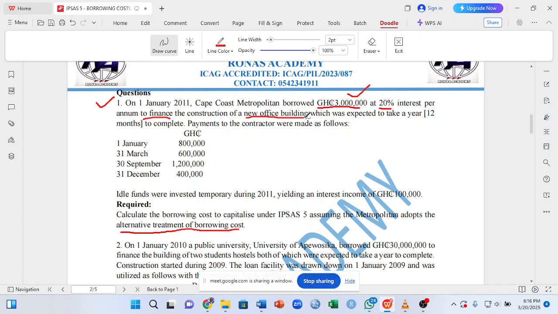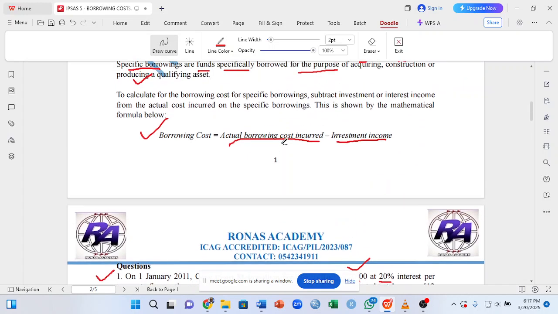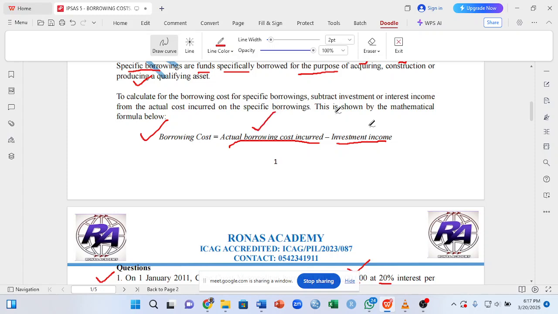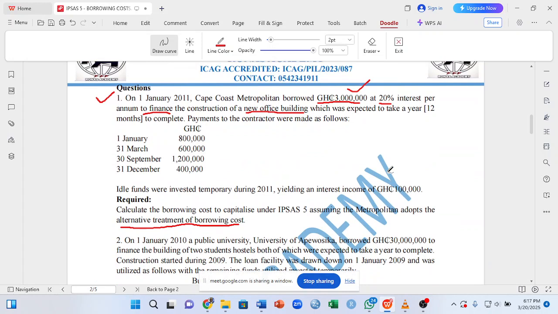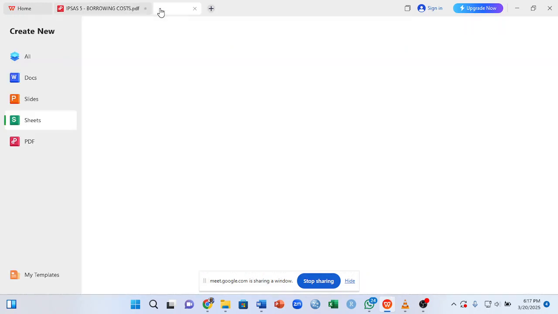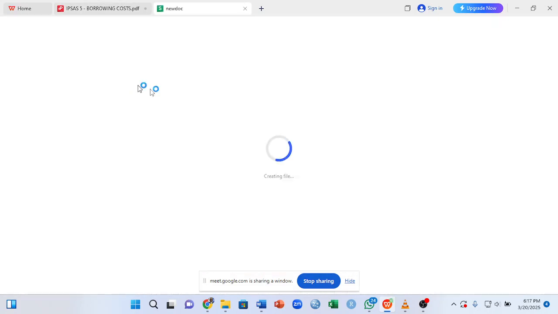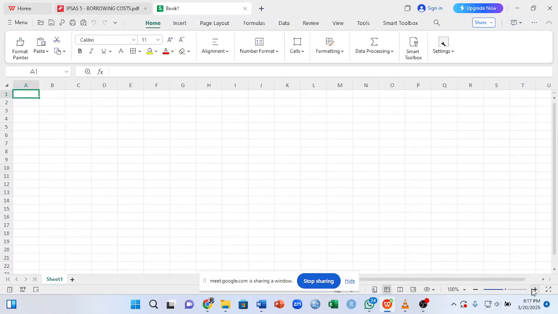So now once we know that we are dealing with specific borrowing, the next thing is for you to know the formula. Remember we said with specific borrowing, the formula is going to be your actual borrowing cost incurred, and then you less your investment income. So we have to first calculate our actual borrowing cost incurred. So let's do that one in the Excel sheet over here.